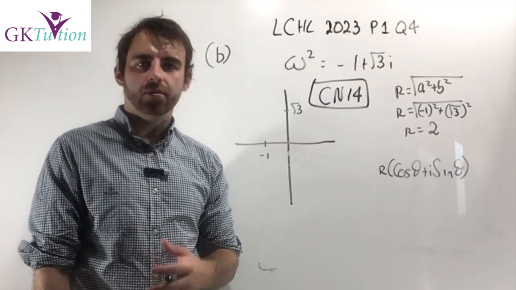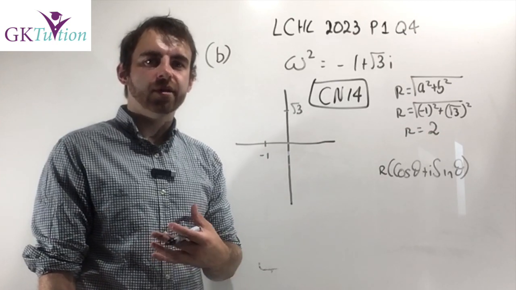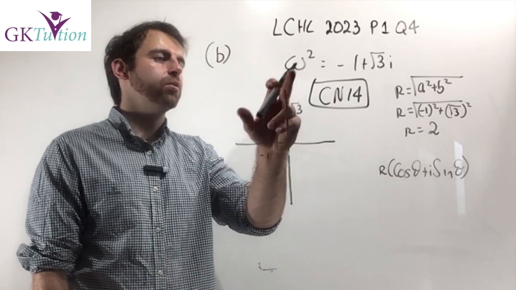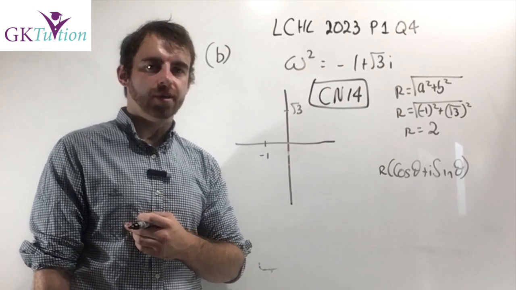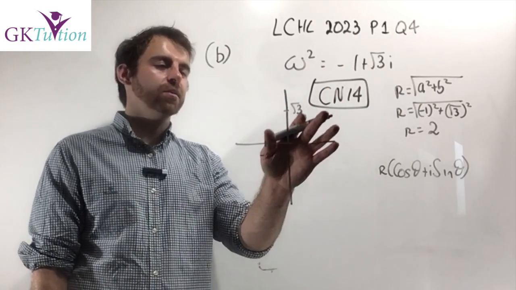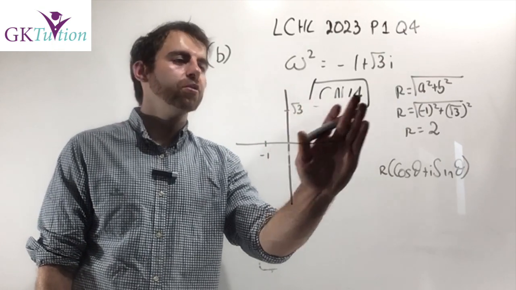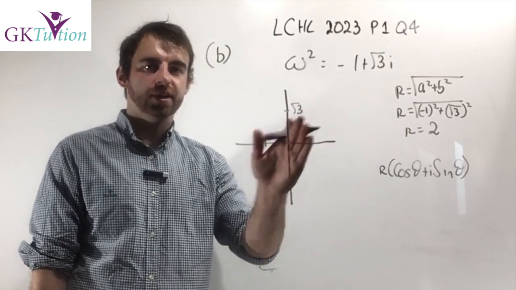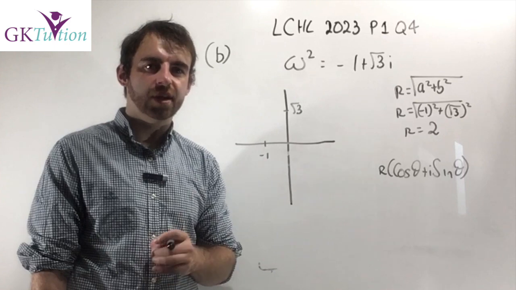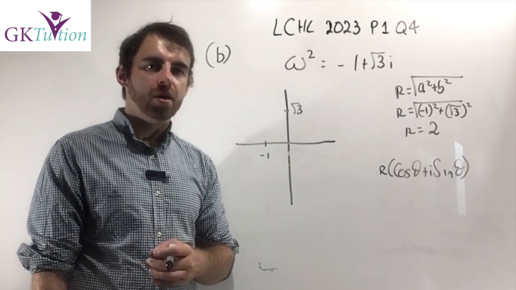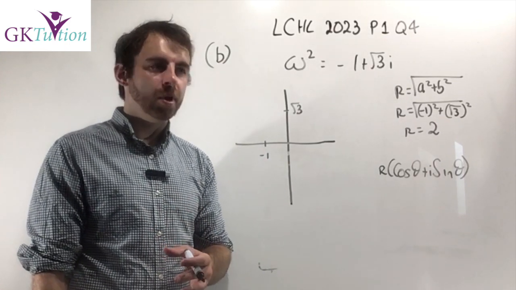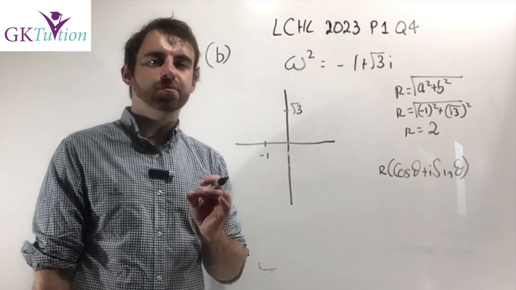In Part B, we're asked to use De Moivre's theorem to work out the values of w for which w squared equals minus 1 plus root 3i. The content here is very similar to what we covered in Complex Numbers 14. There's loads of examples there. So if you want to practice questions like this, you should look at that tutorial. First of all, you're asked to use De Moivre's theorem, so the first thing that needs to come into your head is polar form.